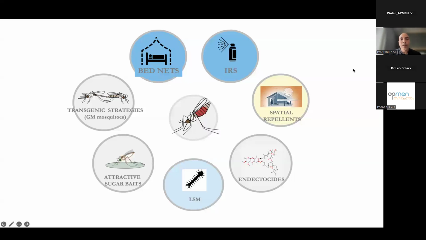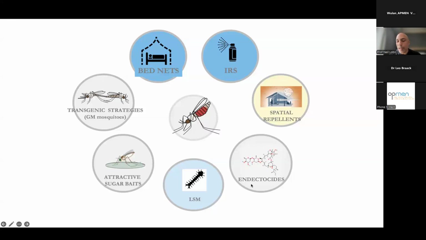So the blue bed nets and IRS are WHO recommended right now. And LSM down here, larval source management, is a supplemental intervention. At present, spatial repellents are in the pipeline as a new intervention, and hopefully this will be approved, and we're going to have to develop all the processes to actually implement this and understand where and when they're going to be effective. Endectocides are in evaluation.